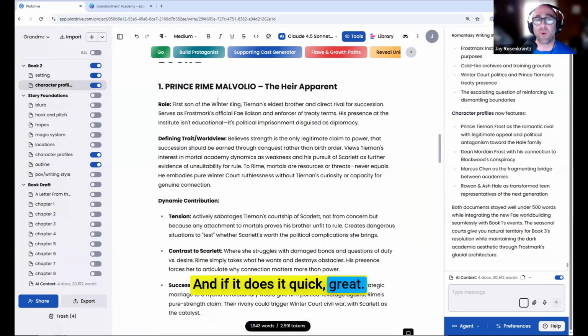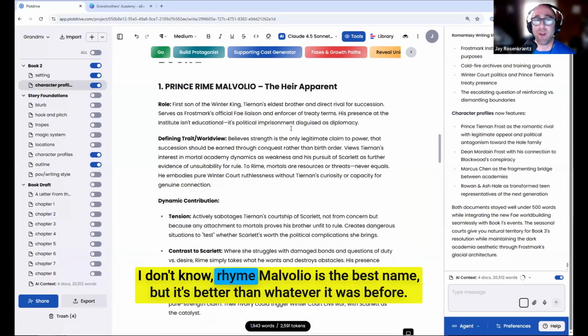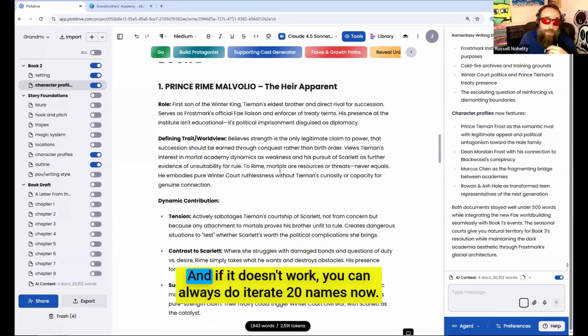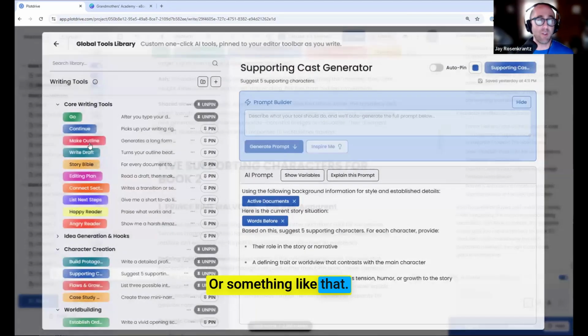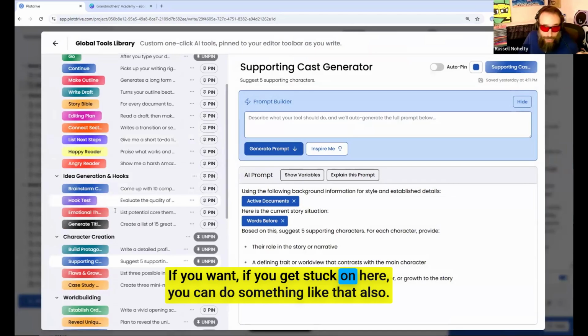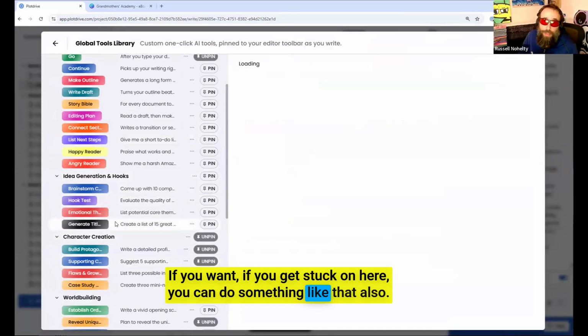And if it does it quick, great, we're on to the next thing. I don't know, Ryan, if Malvolio is the best name, but it's better than whatever it was before. It's better than Kale. And if it doesn't work, you can always iterate 20 names or something like that. If you get stuck, you can do something like that.